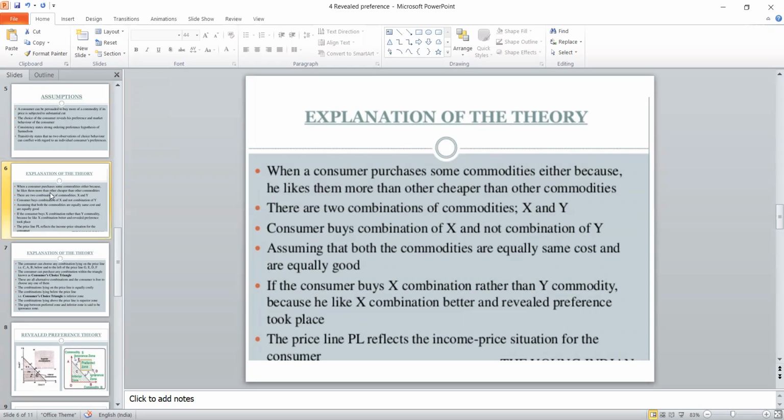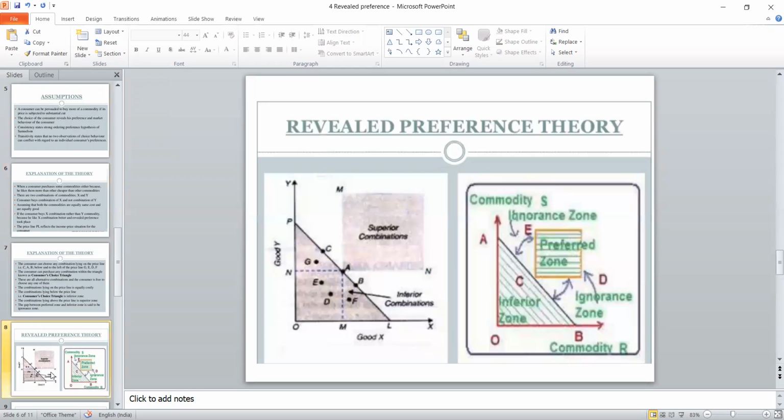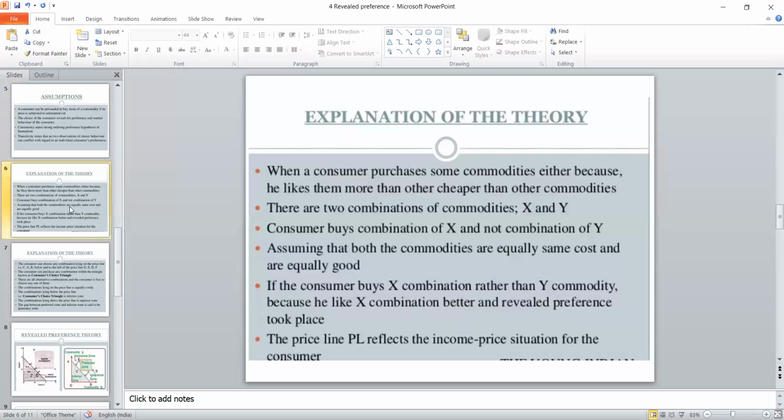Understand there are two combinations. So X and Y is there. So we are measuring that particular thing in X and Y. In the X axis, good X is measured. In the Y axis, good Y is measured. Now, with that combination, how are we going to classify it?